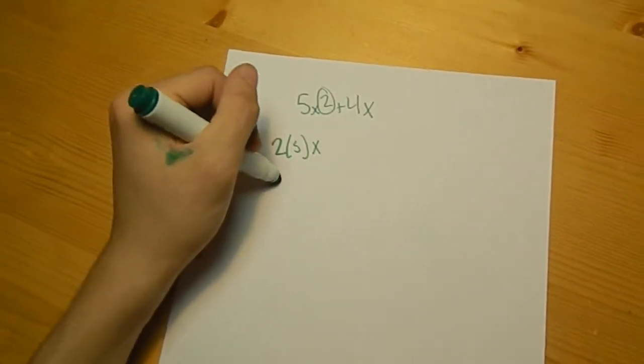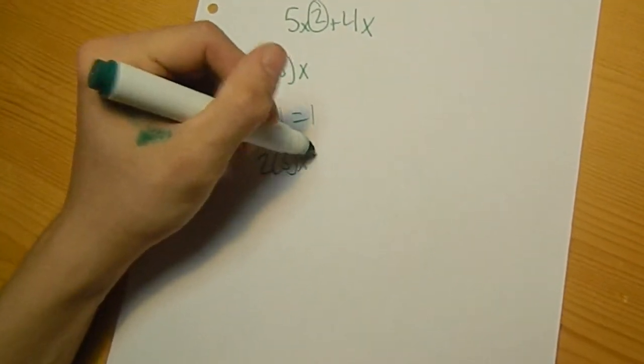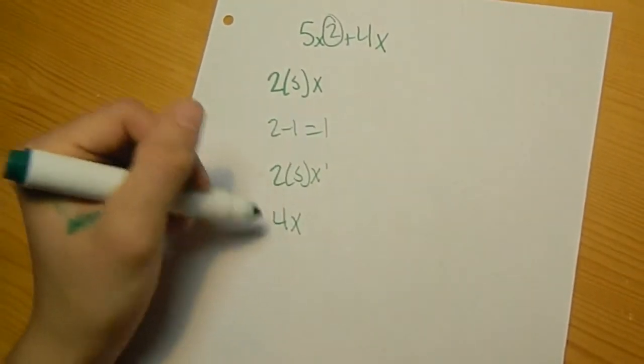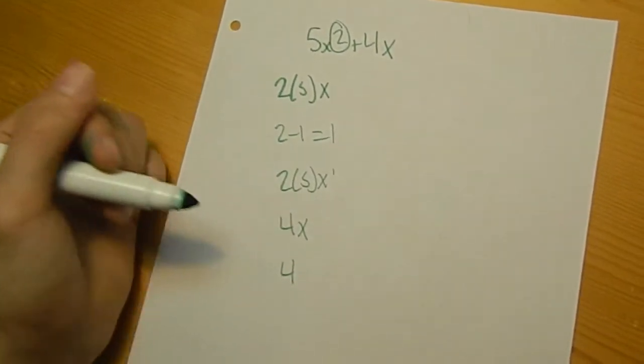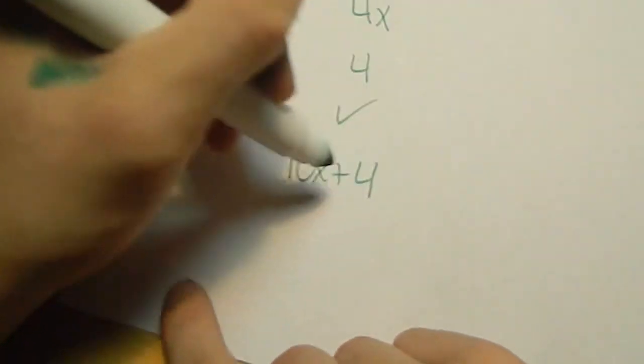Gotta subtract 1 from the exponent 2. Take the 4x and do the same. If you get 4, then you're using your brain. Now the answer is simple and plain. You got 10x plus 4, you ain't gotta do no more.